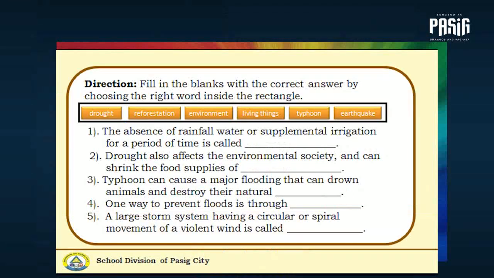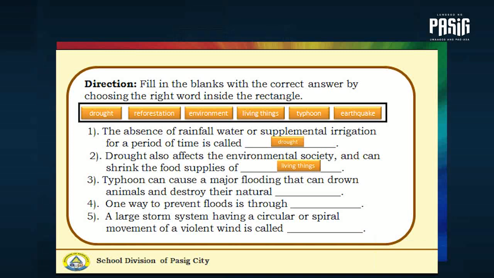Now, let's have a recap with our previous lesson. Direction. Fill in the blanks with the correct answer by choosing the right word inside the rectangle. 1. The absence of rainfall, water, or supplemental irrigation for the period of time is called blank. Timer starts now. And the answer is drought. Number 2. Drought also affects the environmental society and can shrink the food supplies of blank. Timer starts now. And the answer is living things.